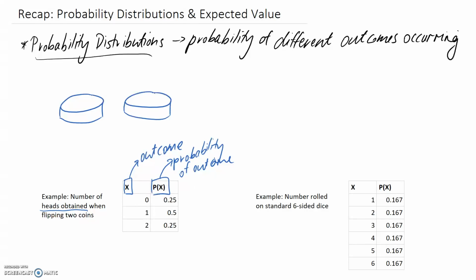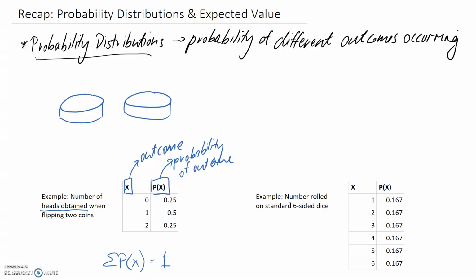Now, one thing to be aware of when you're constructing these tables is that you need to make sure that the total of all the probabilities, which we can write as the sum of P of X, all have to add up to a total of 1. If that doesn't occur, then you've got a problem somewhere in your table. So just be aware of that.